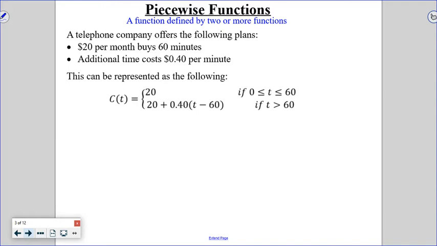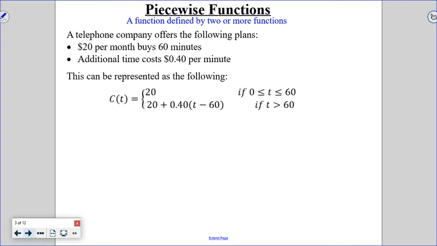Here is an example. A lot of times real world things have to be defined by piecewise because one function does not cover everything. So here's a real world example of a piecewise function. A telephone company offers the following plans. $20 buys you 60 minutes, and then after that you have to pay 40 cents per minute for anything above 60.